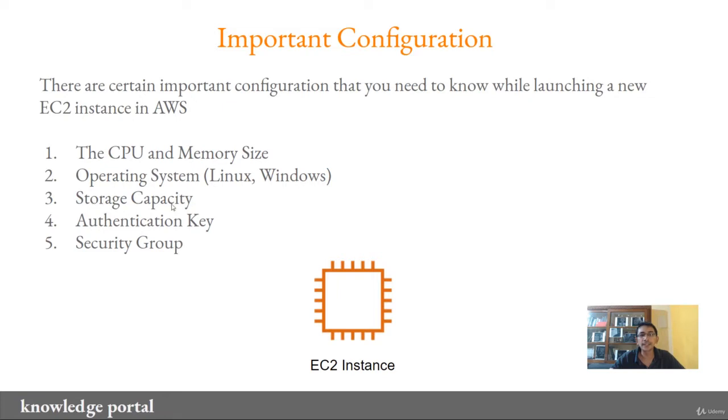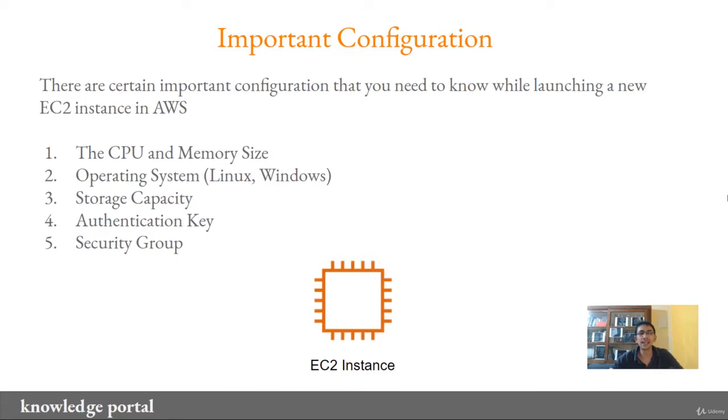The third important configuration is the storage capacity. How much disk do you need? Do you need 10 GB? Do you need 100 GB? Do you need 1000 GB? That is what you can specify. Fourth is the authentication key. This is the authentication key through which you will be logging into the EC2 instance. That is also something that you can specify. And fifth is the security group, which is nothing but the firewall. We'll be discussing more about the firewall in a moment. But just remember that these are the 5 important configurations at this point of time based on the knowledge that we have.